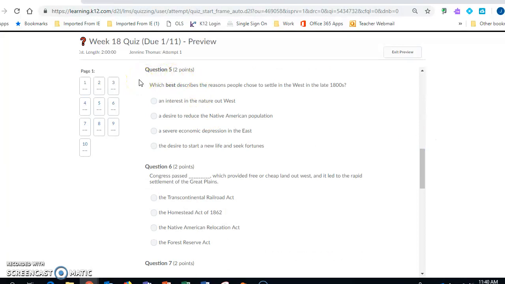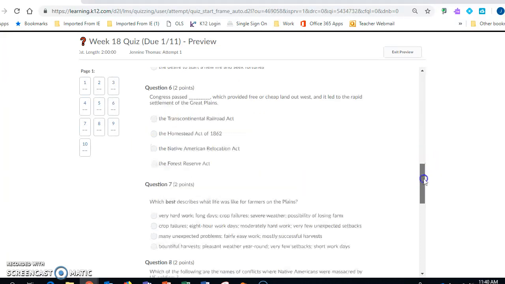Question 5. Which best describes the reason people chose to settle in the West in the late 1800s? An interest in the nature out west, a desire to reduce the Native American population, a severe economic depression in the East, or the desire to start a new life and seek fortunes.